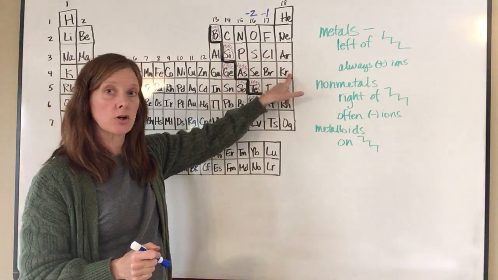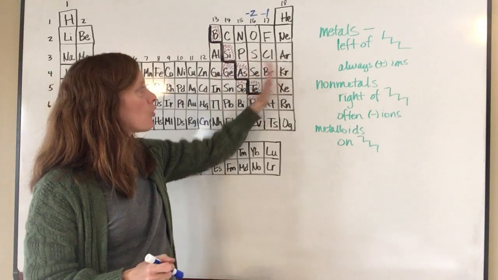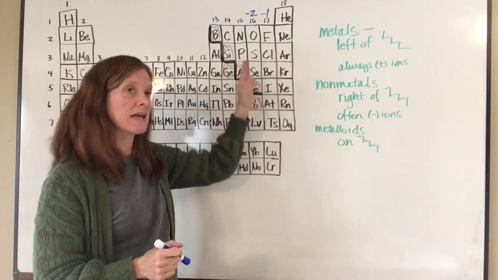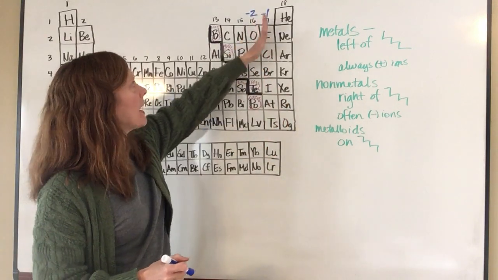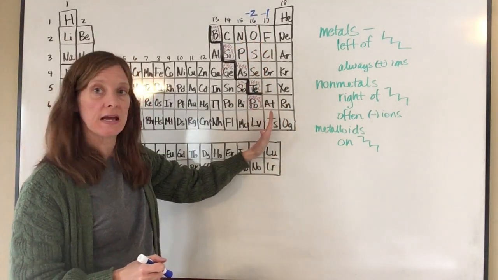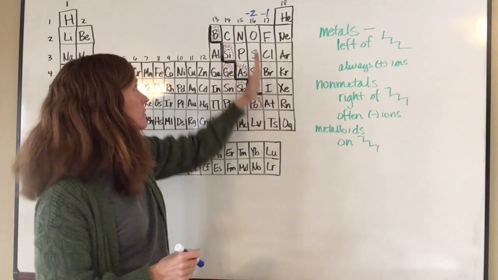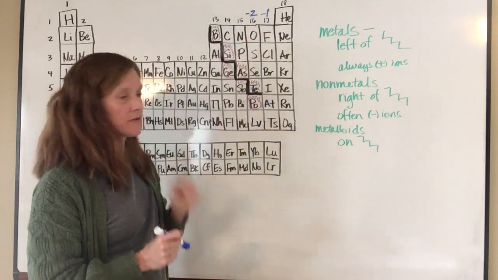Selenium wants to look like krypton. So they want to look like the noble gas that's closest to them by gaining enough electrons to fill up that outer energy level. Okay, so everything in this column will end up with a -1 charge once it's nice and stable. Everything in this column will have a -2 charge.